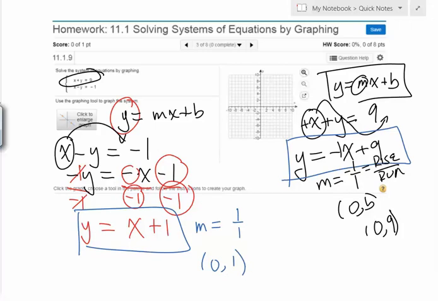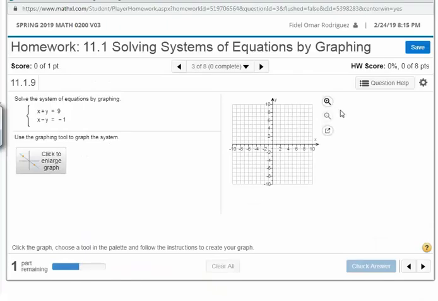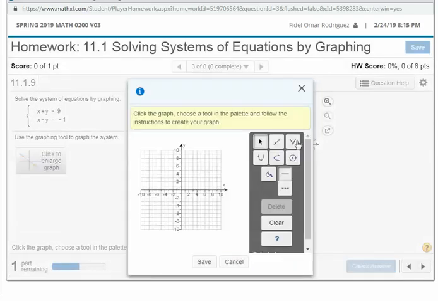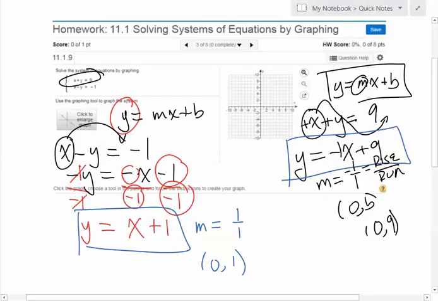So I'm going to come back to my graph here. Let's enlarge it. And let me get my line. So I'm going to go to (0, 1). There's my (0, 1). And because my slope is 1 over 1, I'm going to move up 1 to the right.